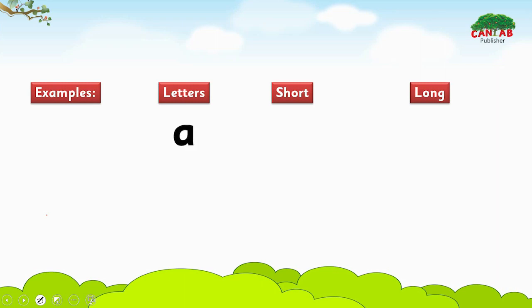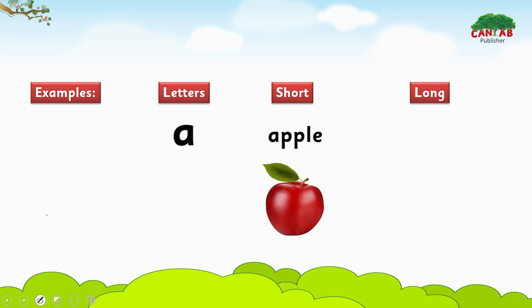The first one is the letter A. Now, what is this? Apple. What is this? Shabash. This is an apple. So the letter A and the word apple. So this is a short vowel because A sounds shorter than the actual A.